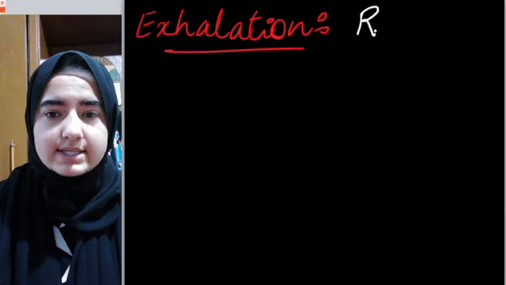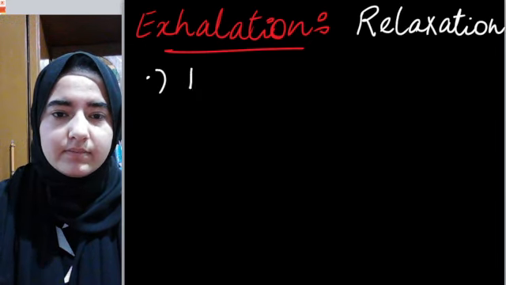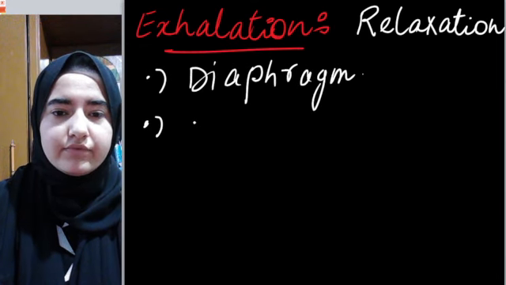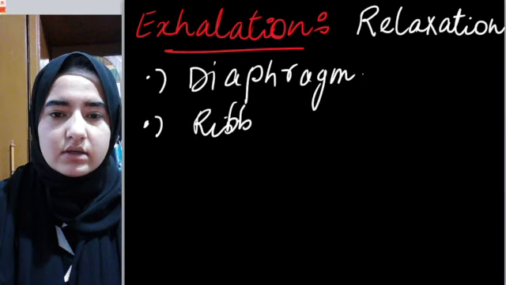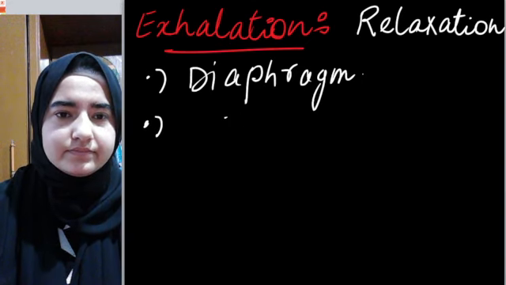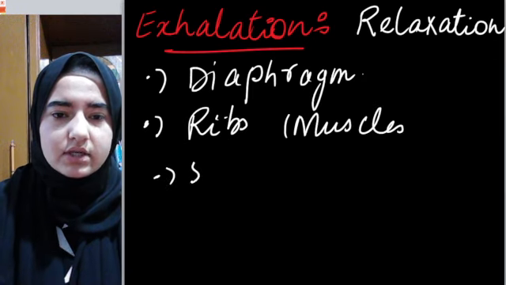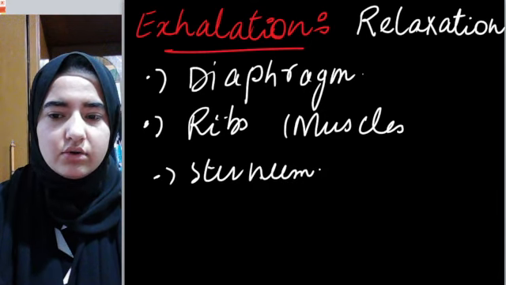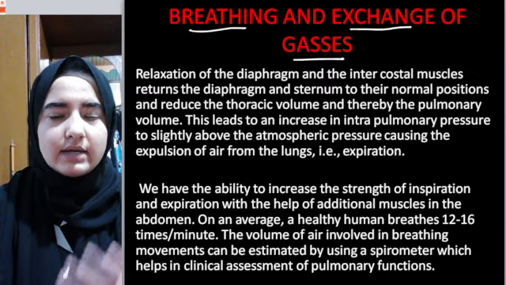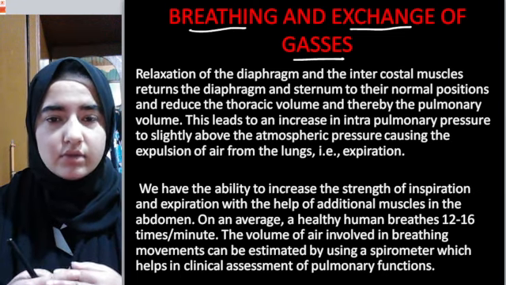During inhalation, contraction occurs. During exhalation, relaxation occurs. Relaxation of the diaphragm, that means it will get back to its original position. Relaxation of the muscles of the ribs will occur. Relaxation of the sternum will occur. That means all of them will get back to their original position. I hope this concept is clear: the diaphragm, sternum, and intercostal muscles of the ribs will get back to their normal position like this.